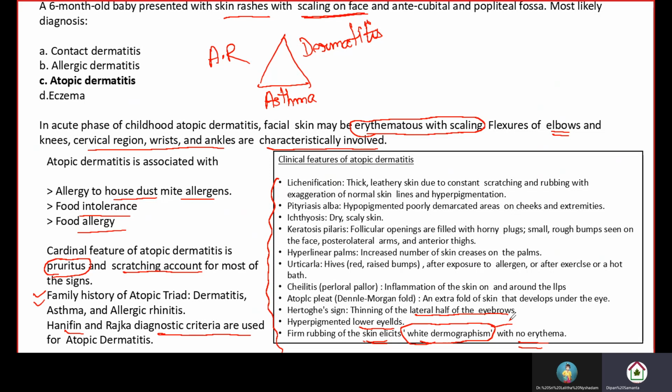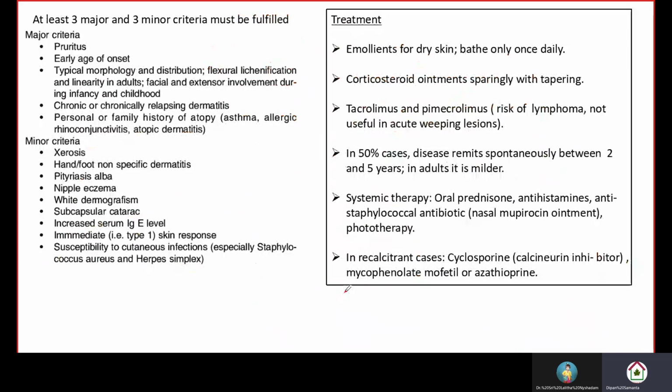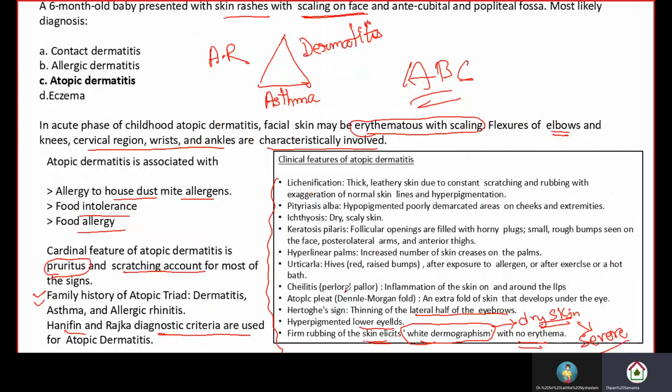It looks like dry skin, but it's a severe dry skin. It will be severe. You can literally write something, like A B C D, on the skin with a little bit of a blunt object, not sharp like a knife, like nails. Okay, nails. And it can be diagnosed by Hanifin and Rajka diagnostic criteria.